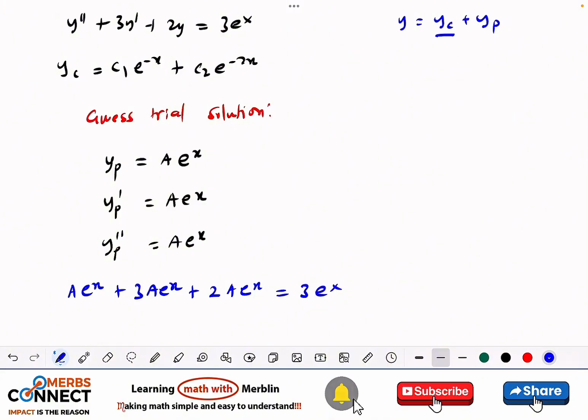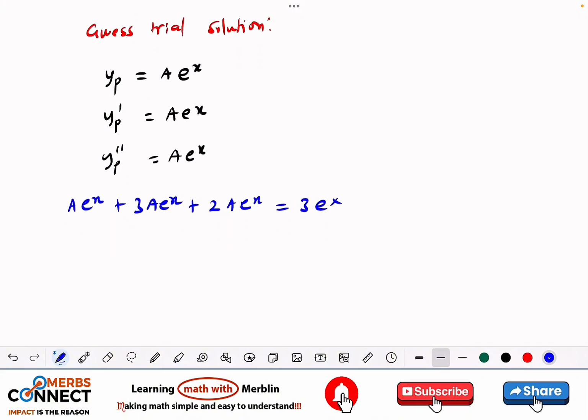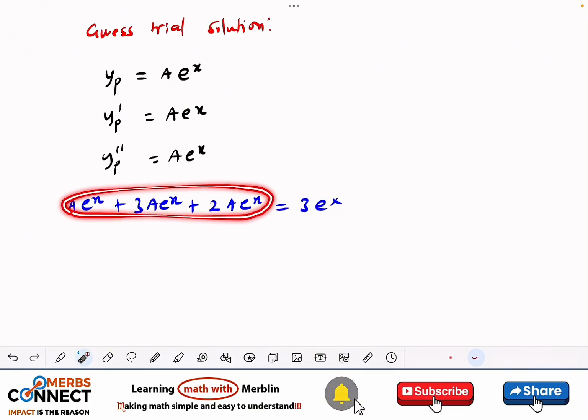Very simple, right? Then what we are going to do is group like terms, left and right. So basically we can see that these are all the same. We have eX, eX, eX.